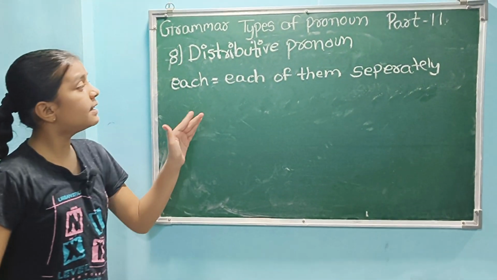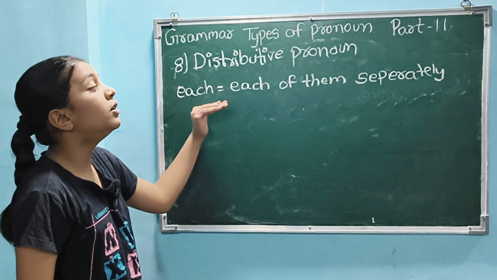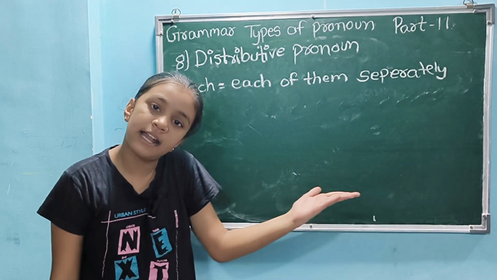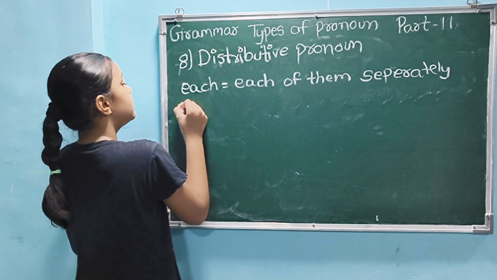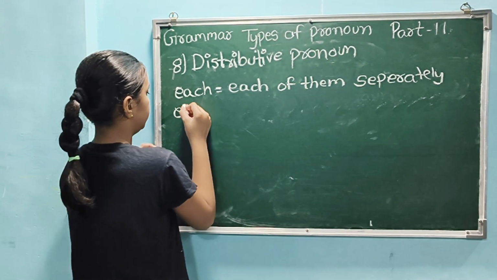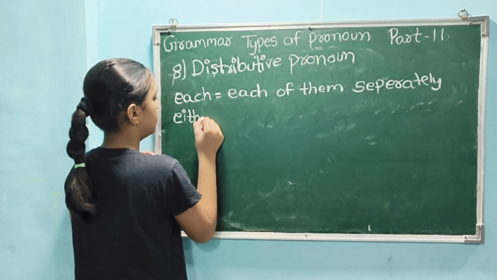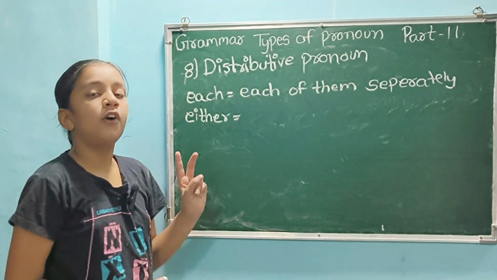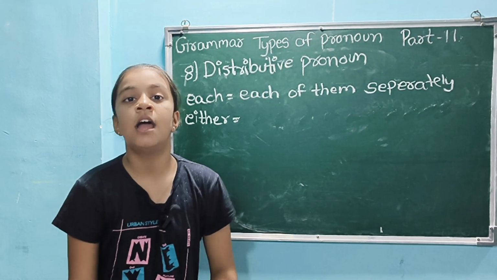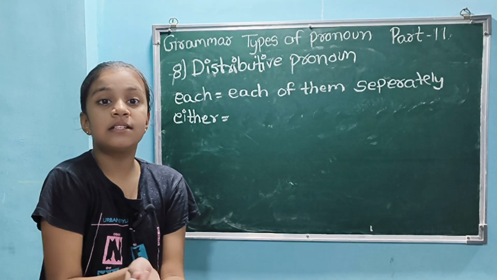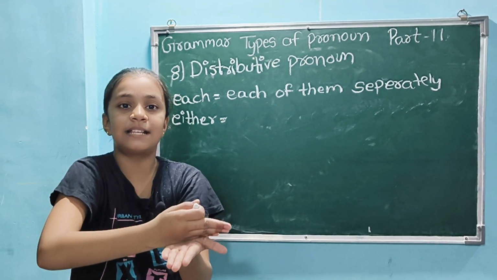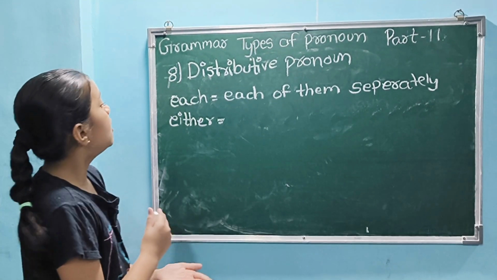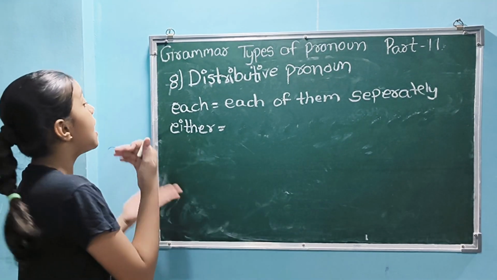Understood everyone? I will use the word each to describe each of them separately. Understood? So my next pronoun is either. Either means, for example, I am talking with two persons and I will talk first of all to this person, or one person I will talk. So to represent that one person, I will use either.